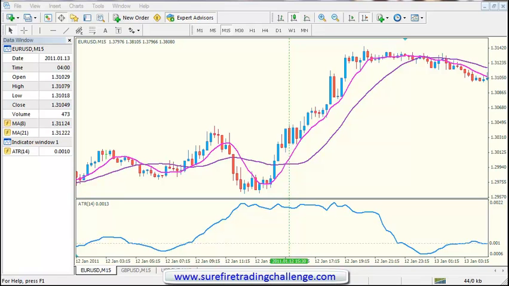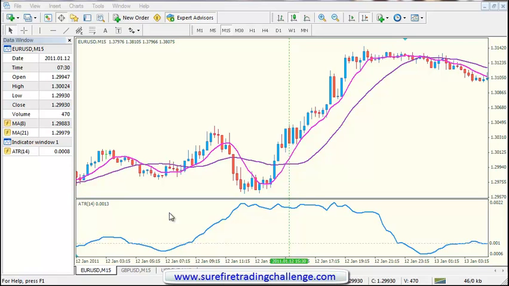You can see that I have two SMAs in my system. I use the 8-period SMA, which is this pink line, and I use the 21-period SMA, which is over here. I just added the 14-period ATR over here, and I placed a level at 0.001. This serves as a visual signal for me to tell if the ATR has reached a low level, and that's when I start looking for signals for my trade.